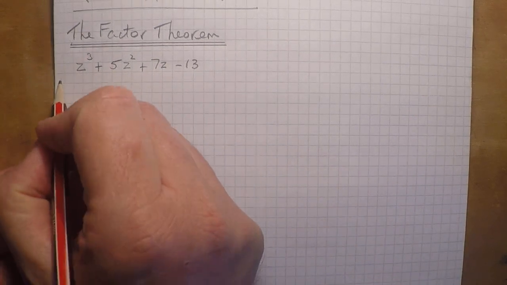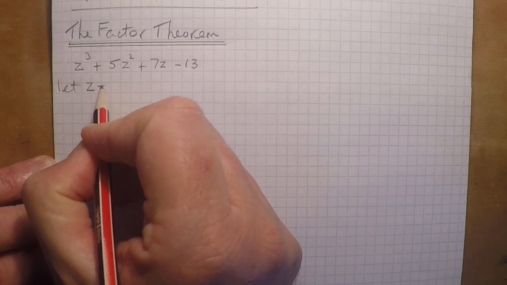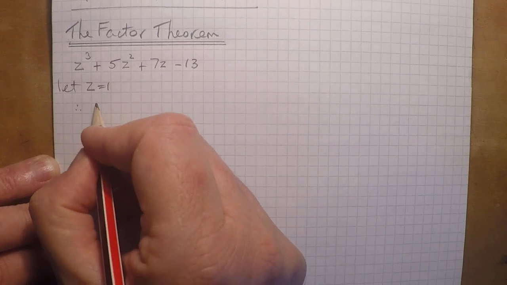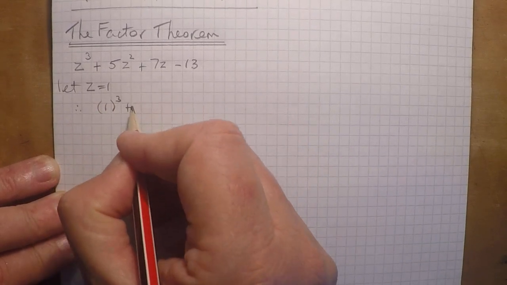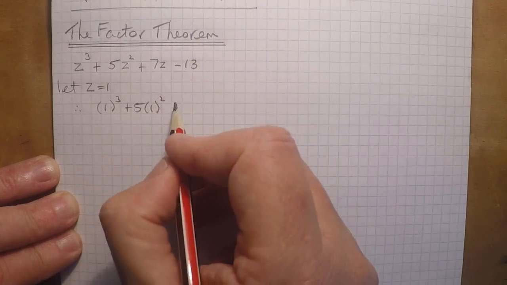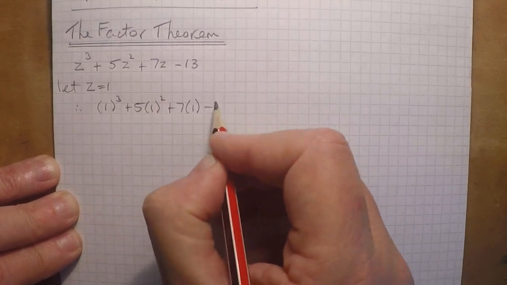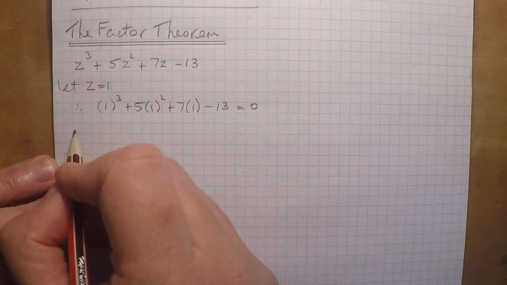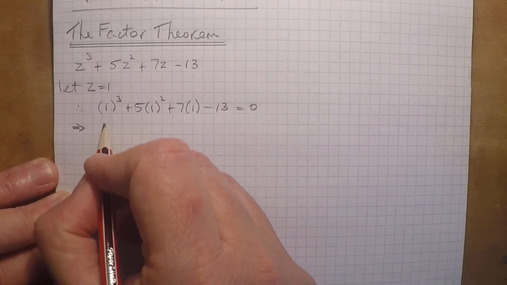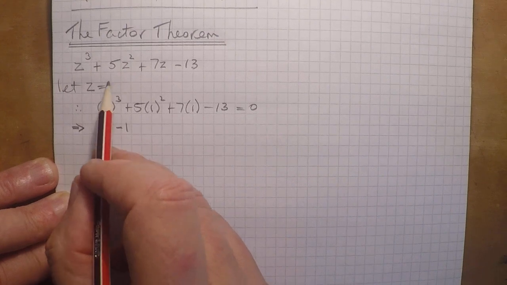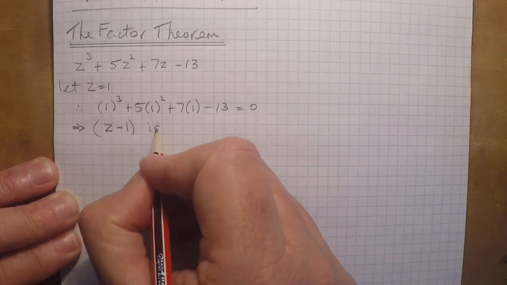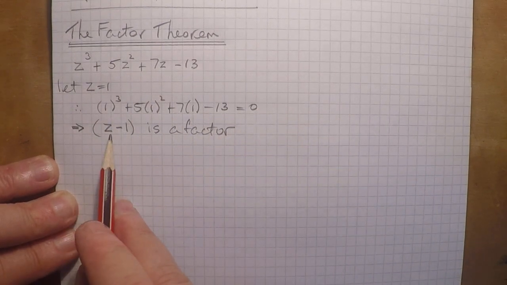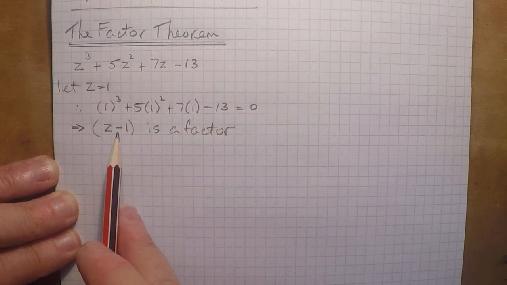So we'll say this: let z equal 1, therefore 1 cubed plus 5 times 1 squared plus 7 times 1 minus 13 equals 0. This implies z minus 1 is a factor. That's the factor theorem.